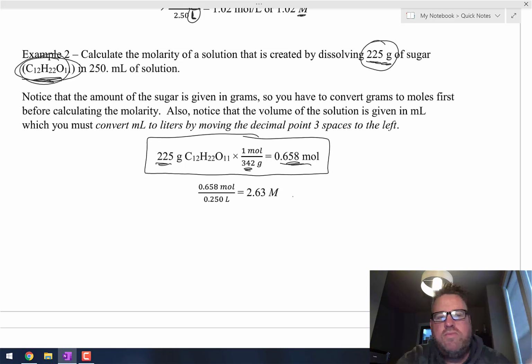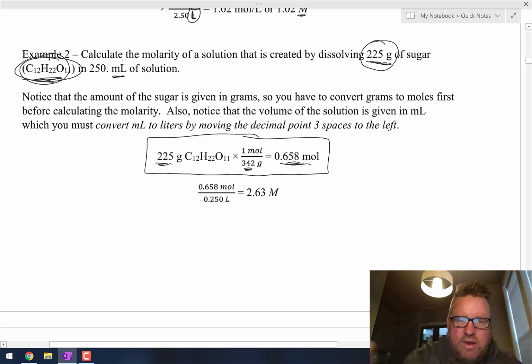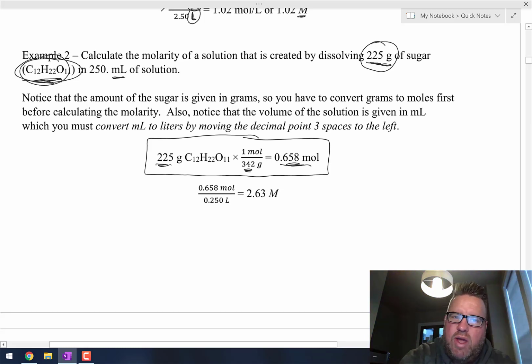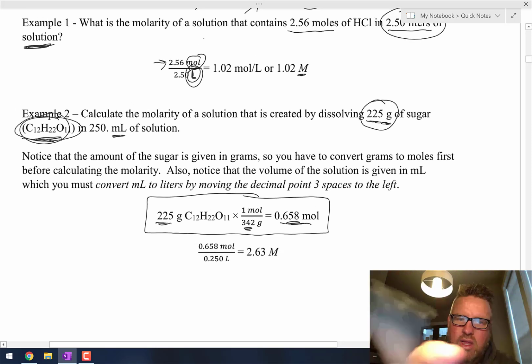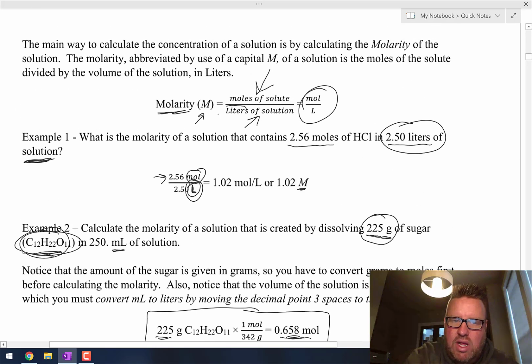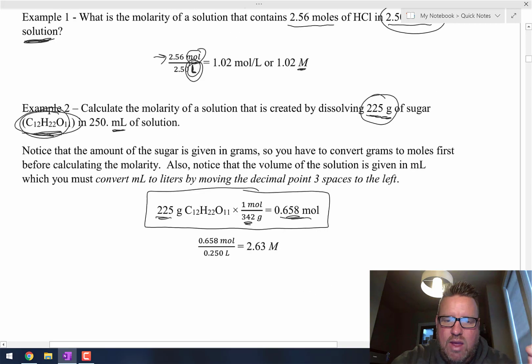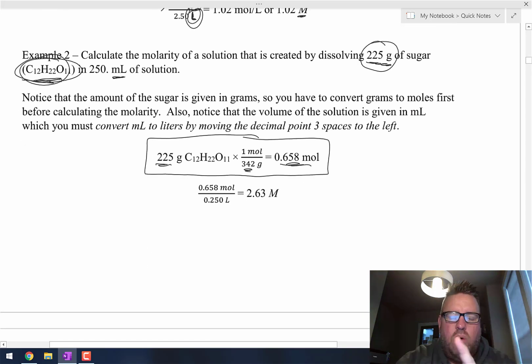Now, the amount of sugar in grams, we converted that to moles. But also notice, and this is really the only other way that this happens, that the volume of the solution I gave you was in milliliters. As soon as you see the volume in milliliters, you've got to think, no, it needs to be, remember up here, liters. Remember the equation? It has to be in liters. So it's really, really easy, but if you forget to do it, you're going to mess it all up. Okay, you have to convert the milliliters to liters, and how do you do it?